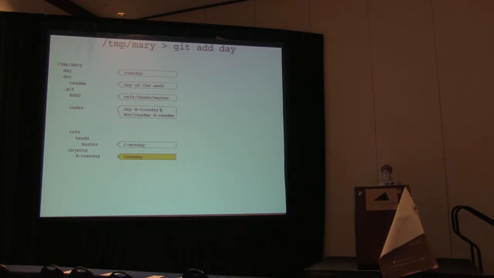And we also update the index to say, hey, it's not Monday anymore, it's now Tuesday. So that used to say day b-Monday. It now says day b-Tuesday, to say to the index, hey, this is the stuff we'd like to commit. Now we call commit. So we do git commit.